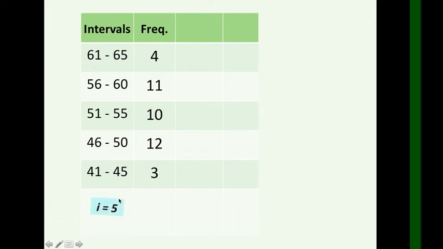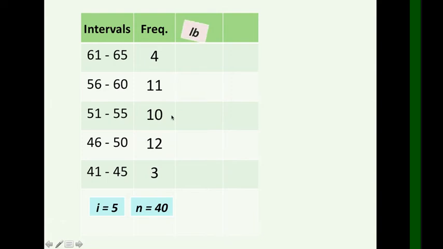For the interval, we have I equals 5. Why? Because 61 to 65 has an interval of 5. That is 61, 62, 63, 64, and 65. For the 41 to 45, we have 41, 42, 43, 44, and 45. So I is equal to 5. For the frequency, we need to determine the n. So 4 plus 11 plus 10 plus 12 plus 3 is equal to 40, or just simply get the total.